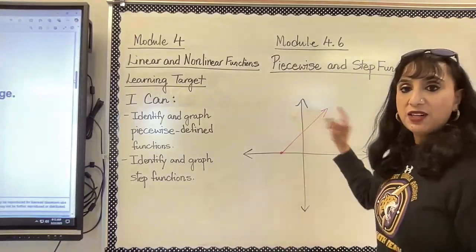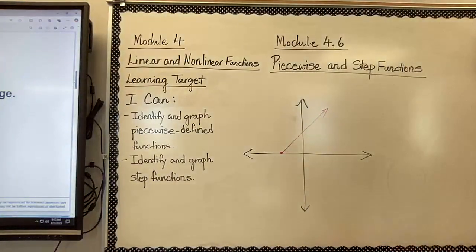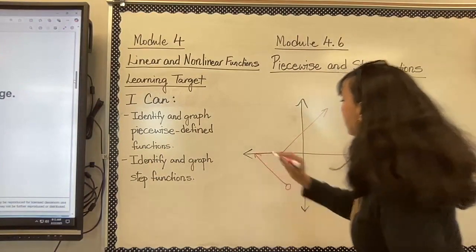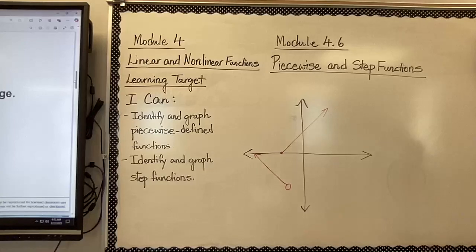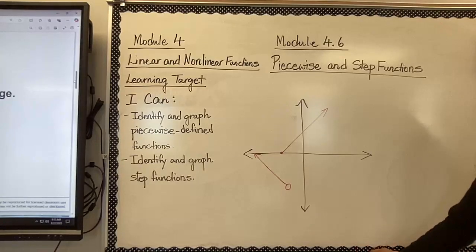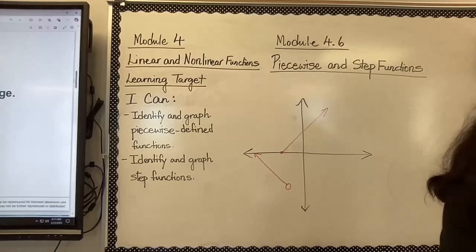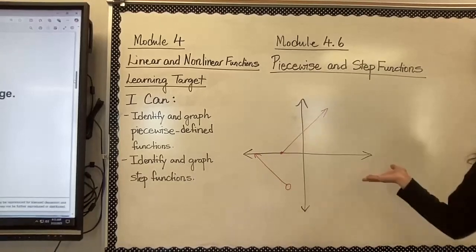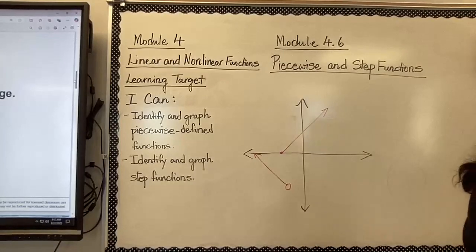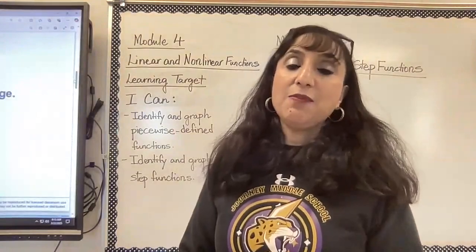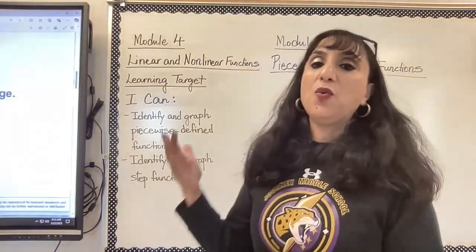So if I have a graph which is like this, and then I might have another graph which is something like this, this is what a piecewise defined function graph looks like. And this graph has different rules for different intervals of its domain. Once again, domain is my input or my x, and my range is the output or the y.